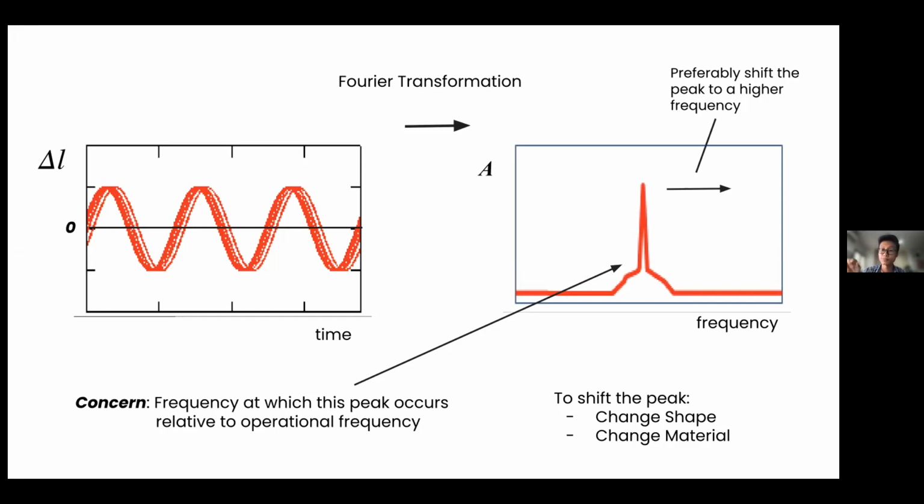So a solution would be to shift this peak to a higher frequency, past the range of the operational frequency. And since the natural frequency of an object depends on the object's composition, the study aimed to tackle this issue by changing the shape of the cavity and the material properties.